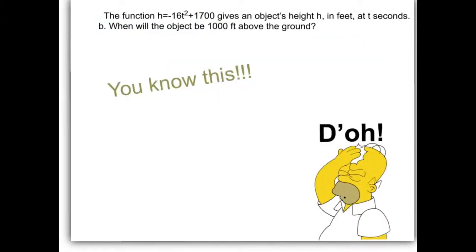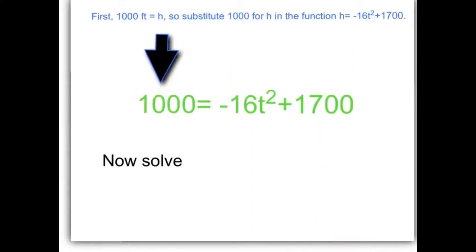The function h equals negative 16t squared plus 1,700 gives an object's height h in feet at t seconds. So now let's try the second part. When will the object be 1,000 feet above the ground? Don't worry, you got this. First, 1,000 feet is equal to your height. So substitute 1,000 for h in the function h equals negative 16t squared plus 1,700. So you should get 1,000 equals negative 16t squared plus 1,700.